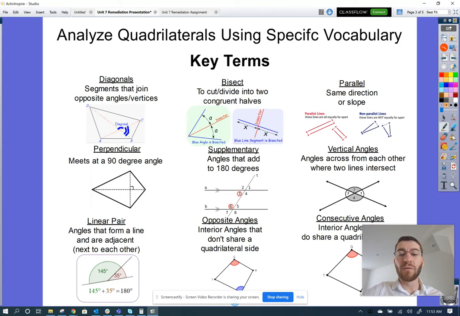Supplementary, those are angles that add to 180 degrees. So for instance, with these two parallel lines, angle 3 and angle 6 are supplementary. We have vertical angles. Those are angles that are across from each other where two lines intersect. So 2 and 4 are vertical angles. 1 and 3 are vertical angles, and those are congruent. Linear pair, those are angles that form a line and are adjacent or next to each other. So these two angles are called a linear pair, and they always add to 180.